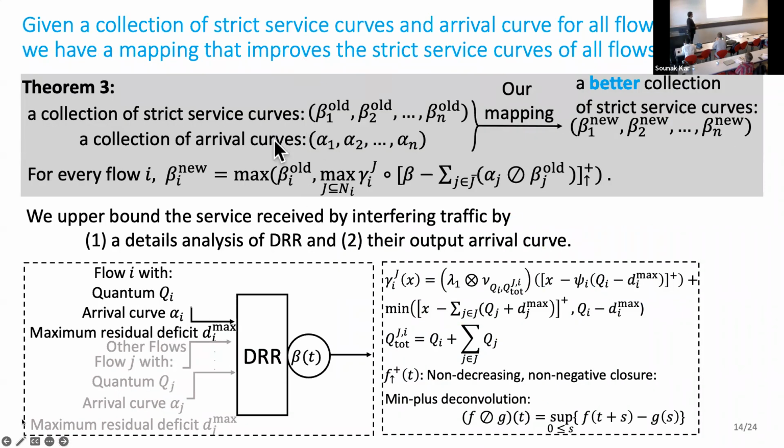Here is the detailed explanation of our mapping. Having a collection of strict service curves and a collection of arrival curves, we have a mapping defined here, which provides a better collection of service curves. The key ideas to obtain this mapping were two things. In our proof, we upper bound the service received by the interfering traffic using two analyses. One is our detailed analysis of DRR, the same as before. And the other one, we use the output arrival curve of the interfering traffic to upper bound the service received by them. By doing that, we obtain this mapping.